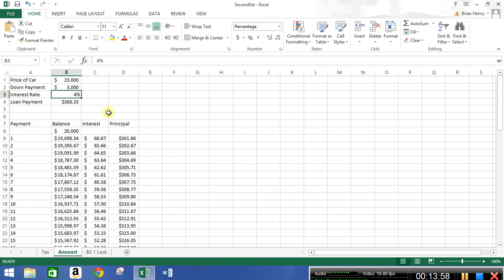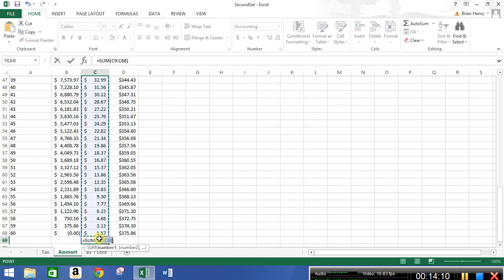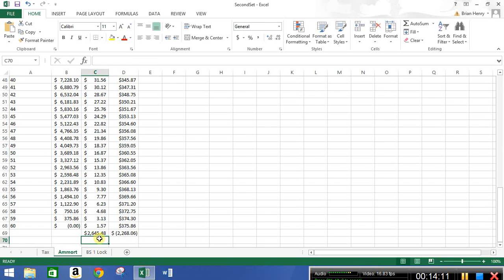So what happens if my interest rate goes up to 5%? What does that do to my payment? Well, my payment goes up to $377.42, and now instead of paying $2,100 in interest, I'm going to end up paying $2,600 in interest, etc.